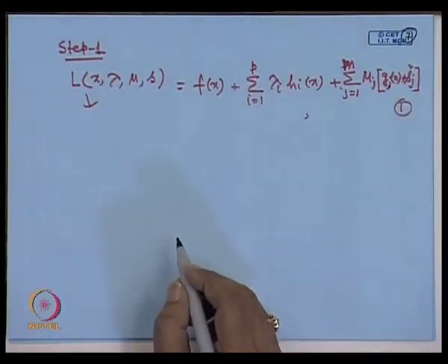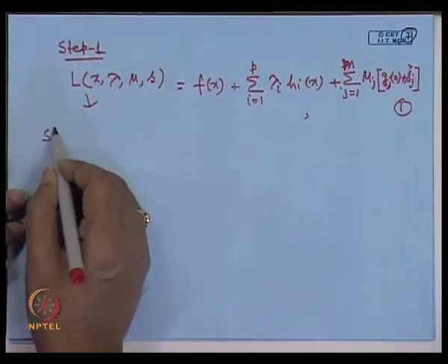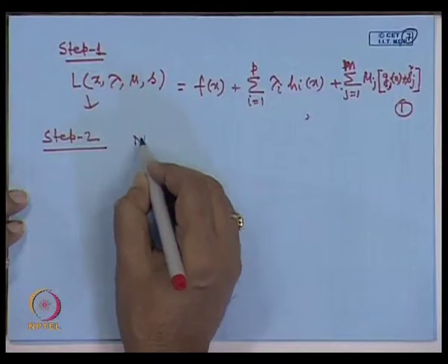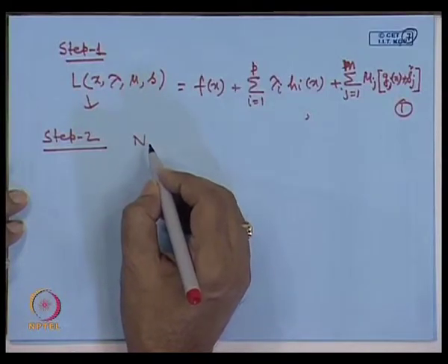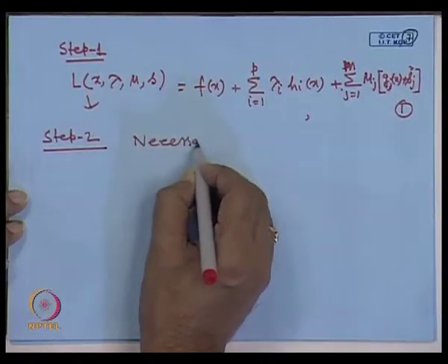So, what is our necessary condition? If you see, step 2: the Lagrangian function we have made, then step 2 is the necessary conditions, or to find the stationarity conditions, necessary conditions.